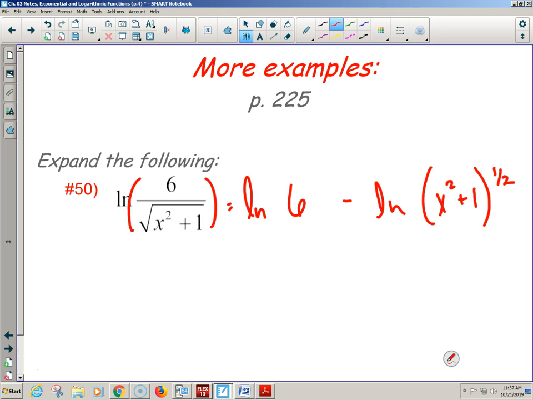Because there's another property of logarithms that says if you have an argument raised to a power, the power can come down. So to make the arguments as simple as possible, well, 6 is kind of as basic as they come, so that's good. And then this was with a square root. Ew, gross. Bring the 1/2 in front, and now the argument is just an x squared plus 1.